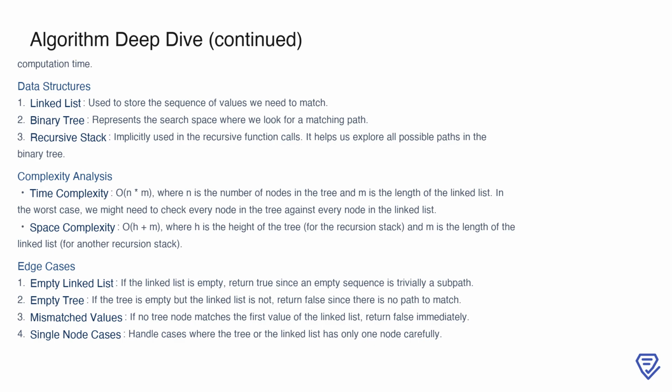It's also important to handle edge cases carefully. For example, if the linked list is empty, we return true since an empty sequence is trivially a subpath. If the binary tree is empty but the linked list is not, we return false as there's no path to match. Additionally, mismatched values or single node cases require special handling to ensure the algorithm remains robust.